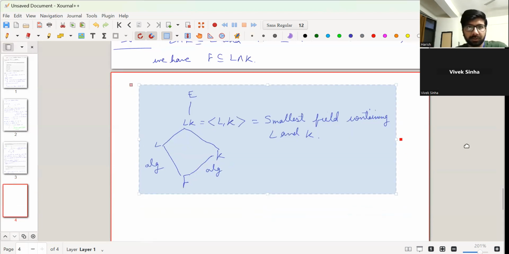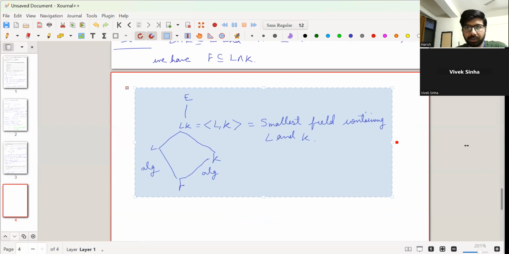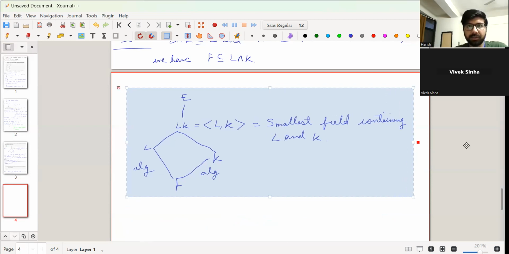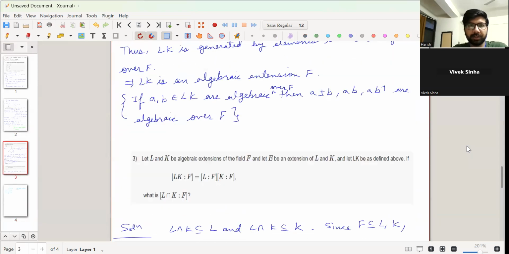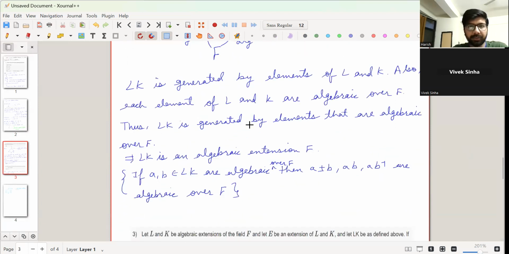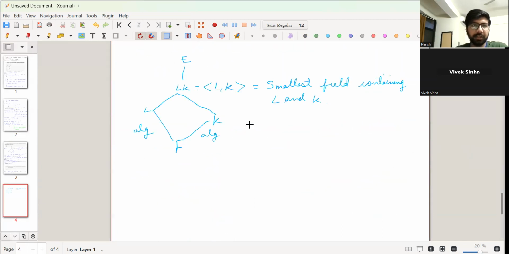Yes. So till here, everything is the same, except that here we have the same tower like this, but between F, L and K, we have L intersection K also. So I just mean to say that it will be L intersection K.